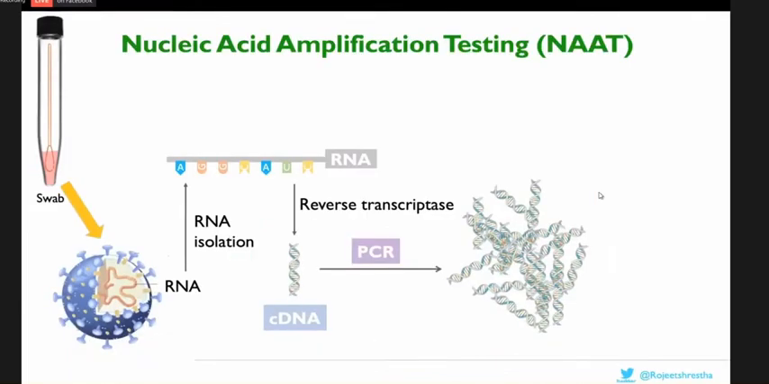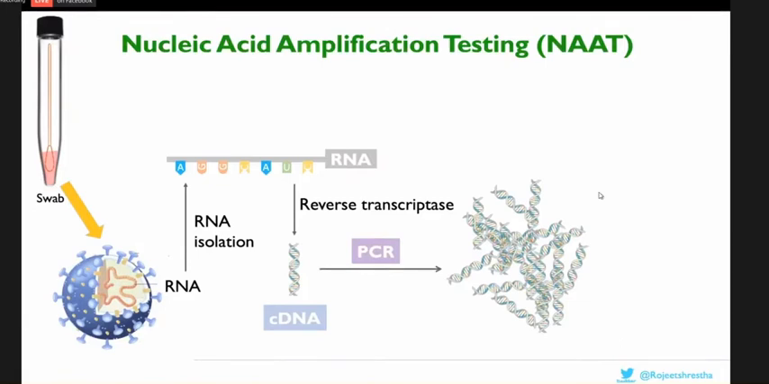The routine confirmation of COVID-19 is based on the detection of a unique sequence of viral RNA by nucleic acid amplification testing, such as real-time PCR, and sometimes it may need confirmation by nucleic acid sequencing. As we know, the coronavirus is an RNA virus, therefore it is necessary to convert RNA into its complementary DNA sequence using reverse transcriptase. Hence, the test is called reverse transcriptase PCR or RT-PCR.